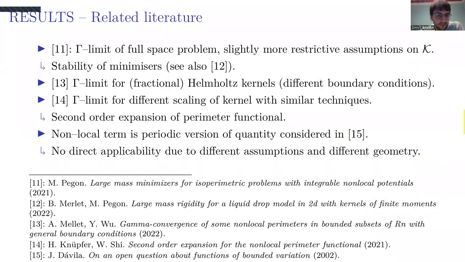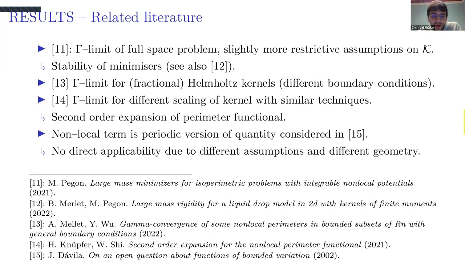So let me just give you some related literature here. We are far from the first ones to have these non-local isoperimetric problems in our studies, and there is a vast literature about these. Let me just pick a few which are very important and very well related to our situation here. For the full space problem, the gamma limit was also established under slightly more restrictive assumptions on the kernel K. The kernel K in their paper is assumed to be non-negative, while we allowed negative values. However, their analysis goes further and also talks about stability of minimizers.